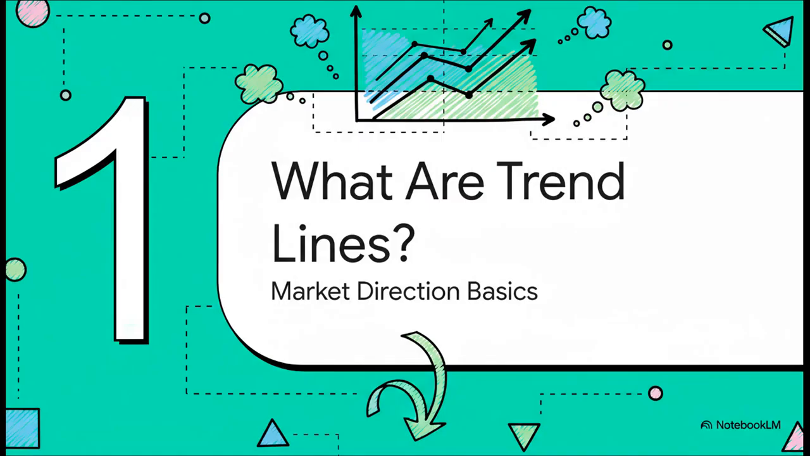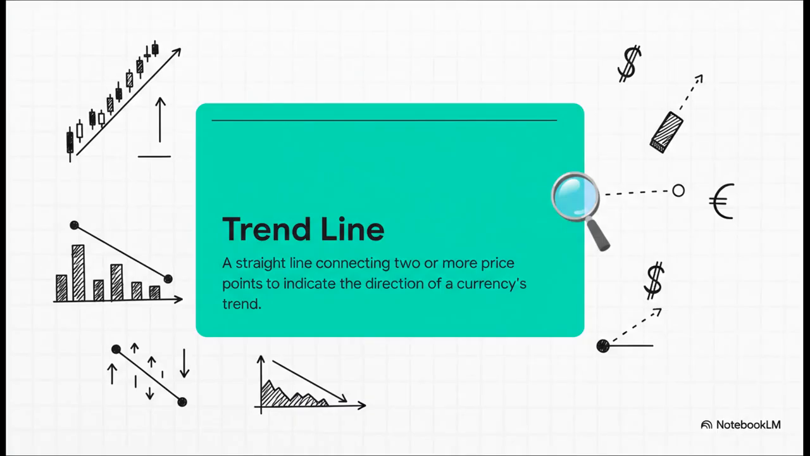Okay, so let's start with the absolute basics. What exactly is a trend line? At its heart, it's a beautifully simple concept. To put it simply, a trend line is just a straight line you draw on a chart. Its whole job is to connect at least two different price points. And when you do that, it gives you a crystal clear visual of the market's direction. Is it going up, down, or just sideways?